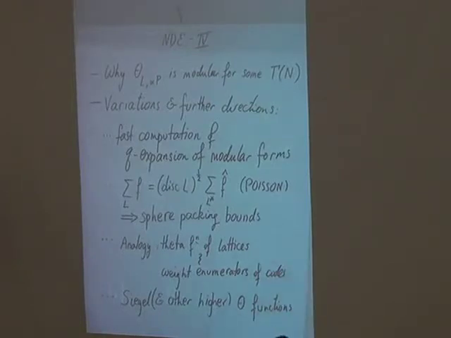There's the use of the Poisson summation formula, which was our main tool for obtaining and proving these modular forms and studying them, also in other contexts to get sphere packing bounds. There is this suggestive and fruitful analogy between theta functions of lattices and weight enumerators of linear codes. And finally, there are higher theta functions, Siegel theta functions, and other variations, and questions about how far one can apply the same techniques that we have been using in that context.